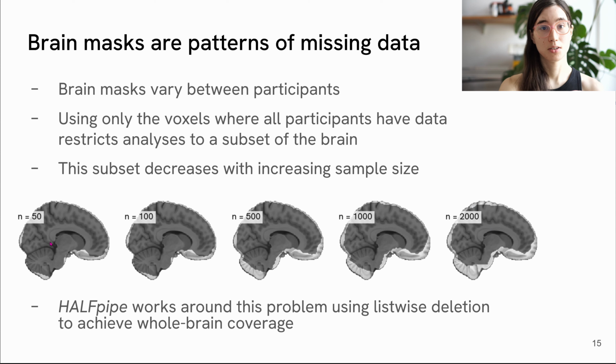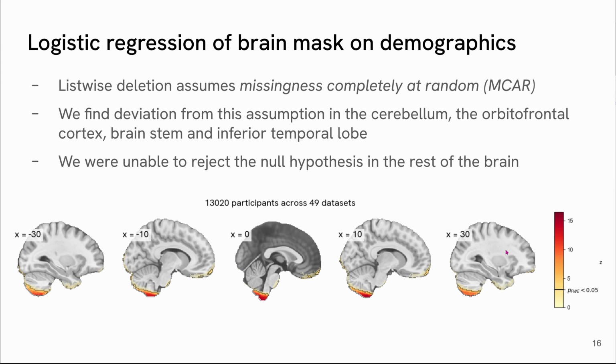And in small data sets, this usually has very small effects. But as data set size increases, as we are aiming to do with HALFpipe, this becomes a major problem, because suddenly now the subset of the voxels where every single participant has data decreases. But we might still want to do statistics on those voxels where not everyone has data. So that means we have this missing value problem, and HALFpipe works around this using a very simple approach called listwise deletion. And the problem here is that this approach assumes that the missingness is completely at random.